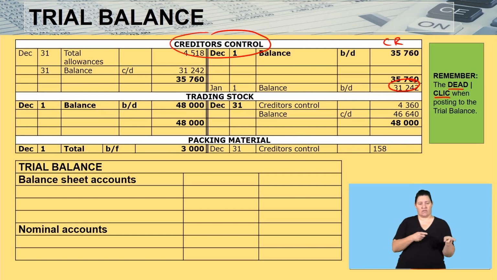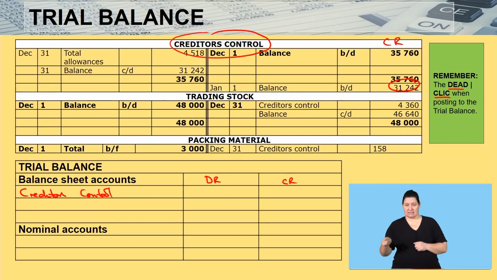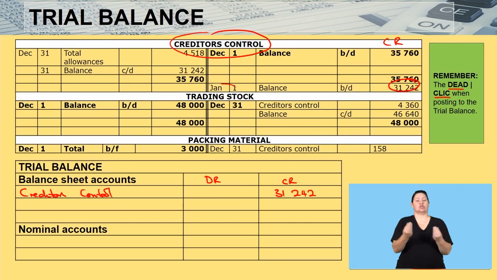Creditors control is a balance sheet account section amount. So I'm going to come here and I'm going to say creditors control. Remember, here I have a debit, here I have a credit. So my creditors control is going to go to the credit side, and it will be 31,242. Let's quickly go to the next one, which is trading stock.